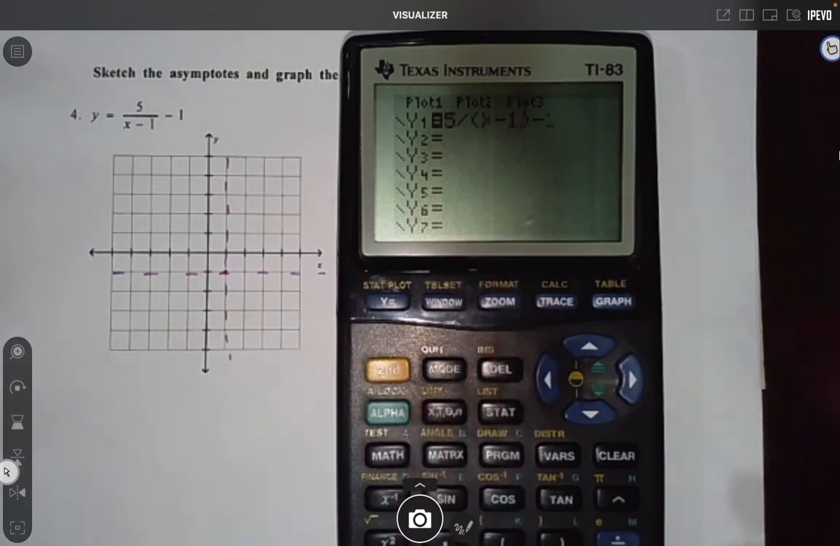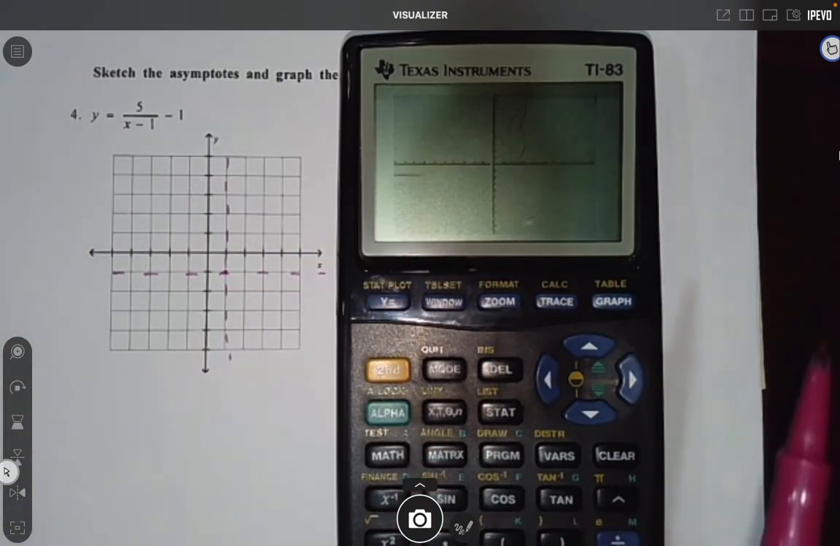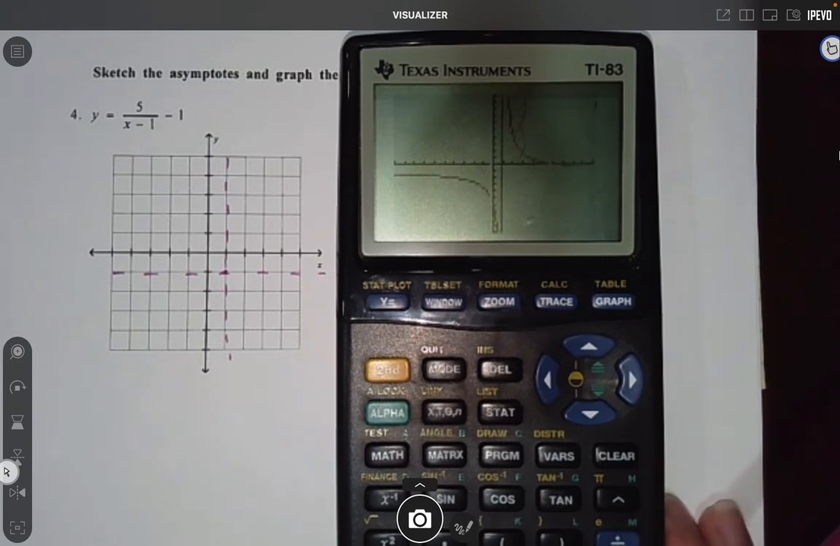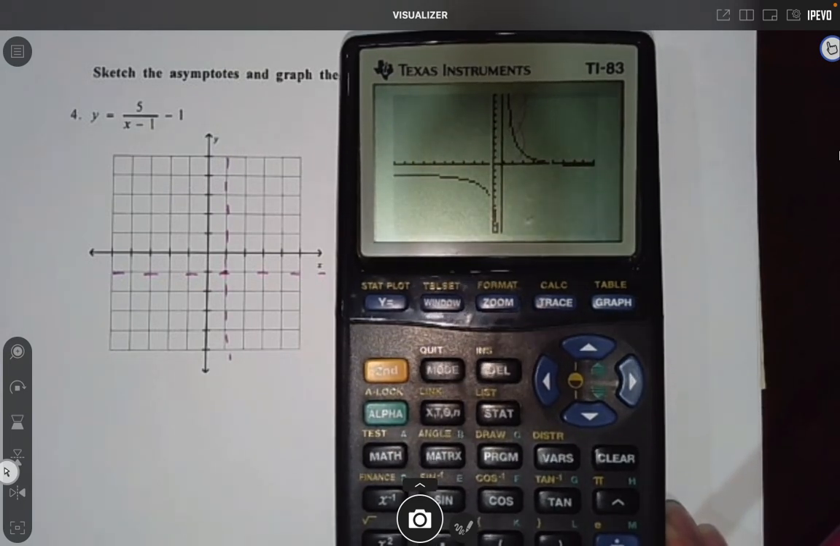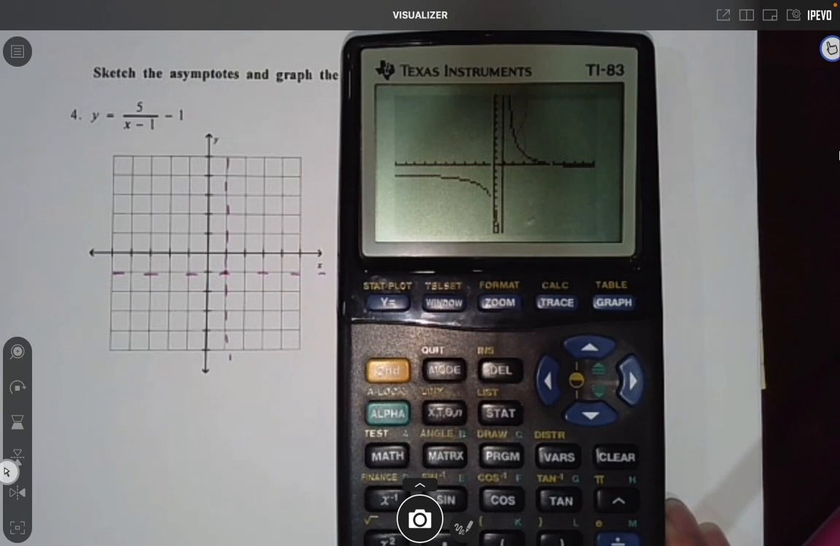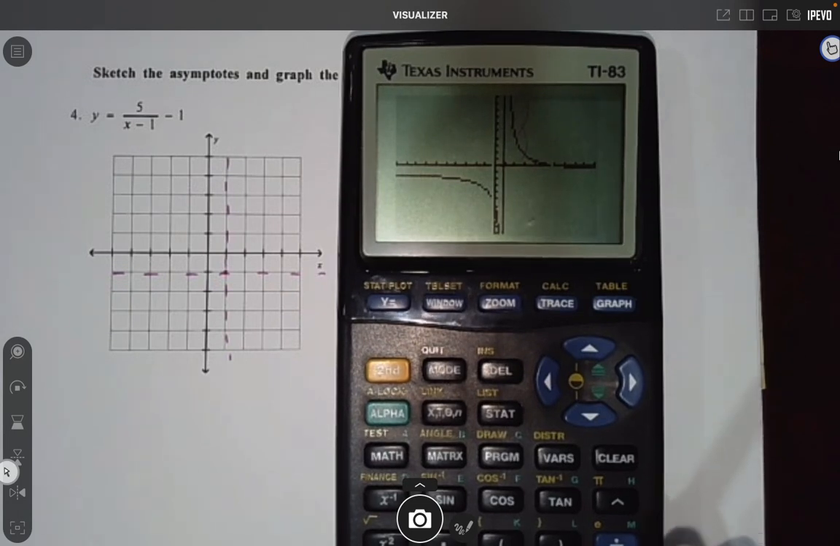I pressed zoom 6. Okay, because I don't know what your window is, you may want to press zoom 6. Now, you may not have that line going straight up and down. Don't worry about that line. Sometimes your calculators draw that asymptote, some of your calculators don't. Did you get it now?